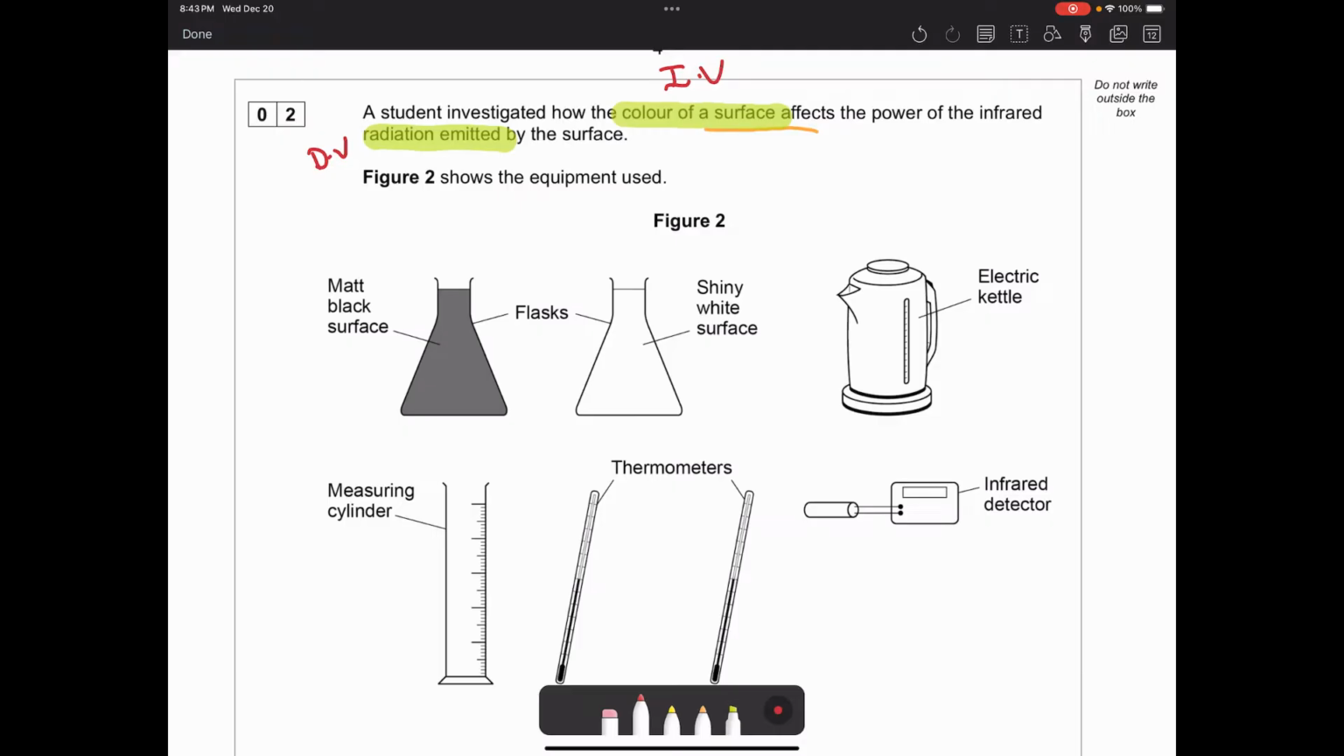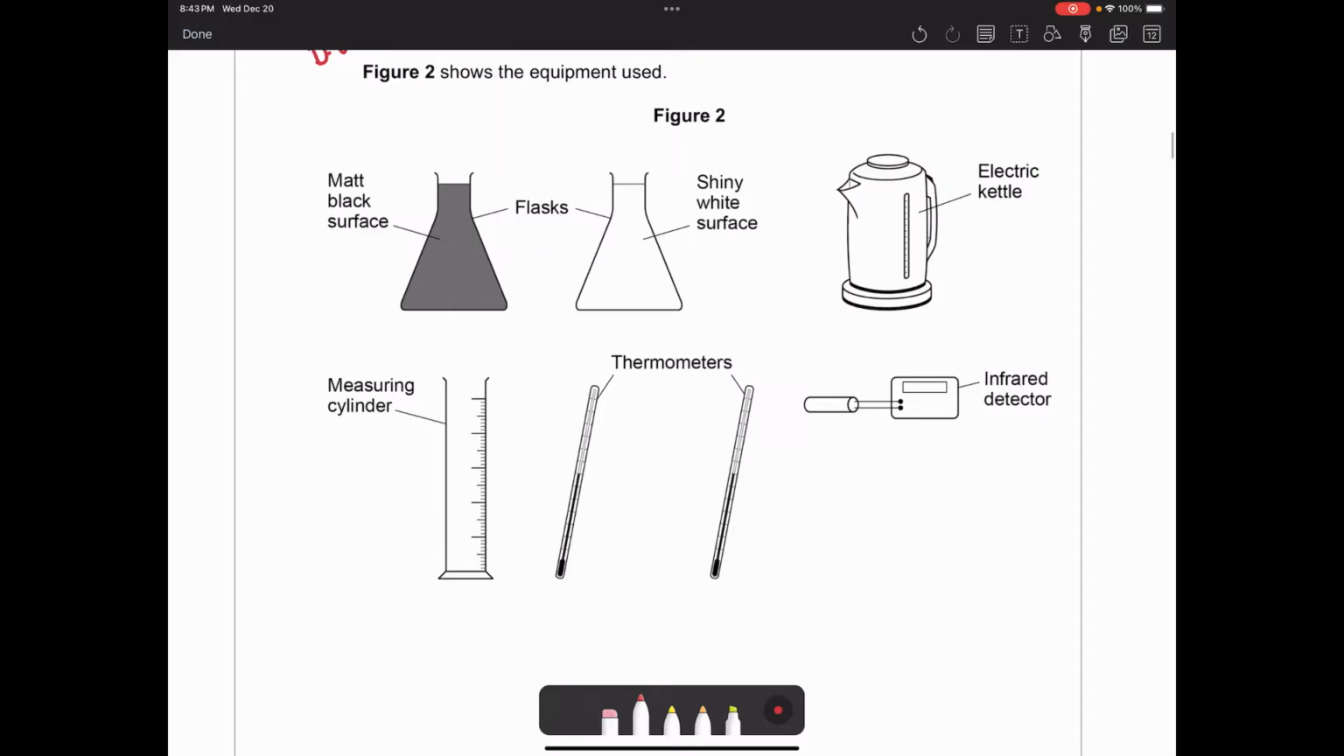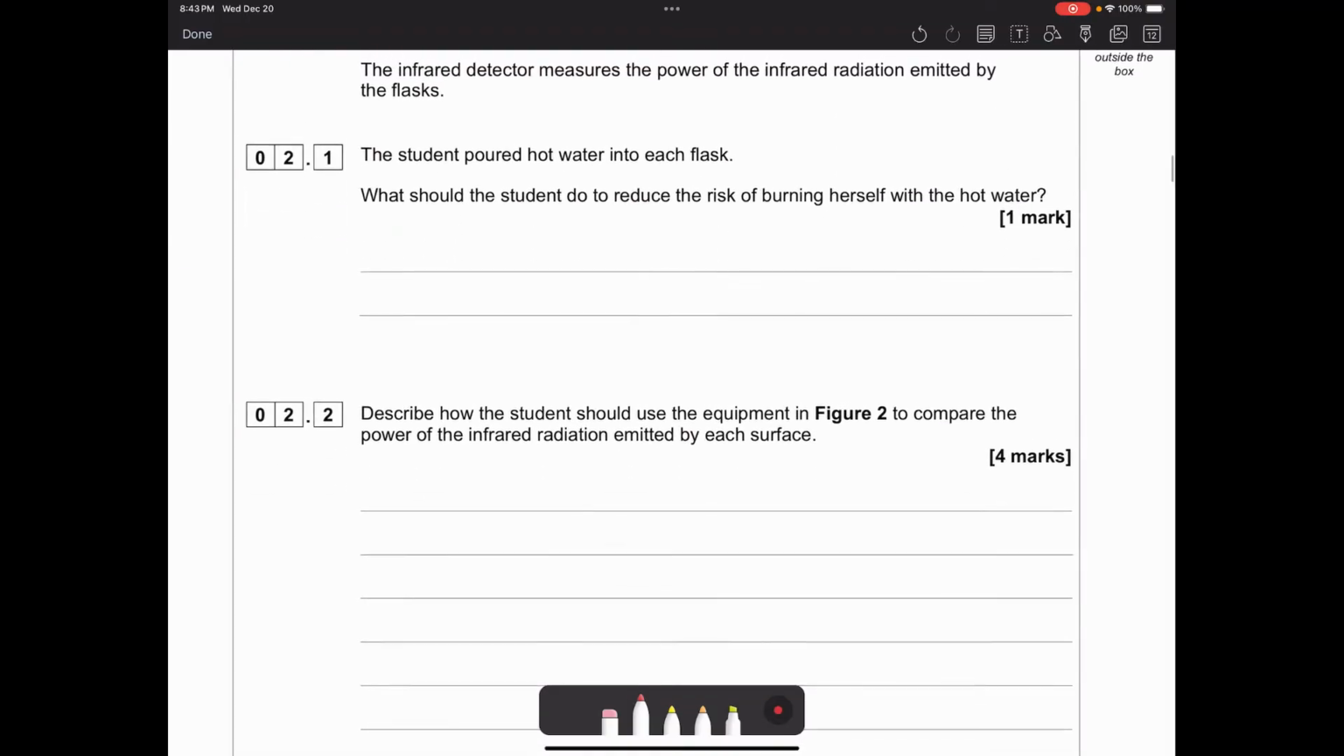Figure 2 shows some of the equipment used. So you've got a black matte surface, a shiny white surface, an electric kettle, measuring cylinders, thermometers, and then an infrared detector that shows how much infrared is being given off. The infrared detector measures the power of the infrared radiation emitted by the flasks. The student poured hot water into each flask. What should the student do to reduce the risk of burning herself with hot water?